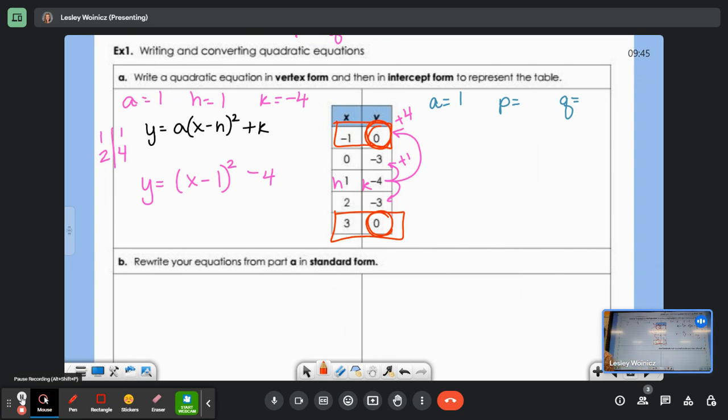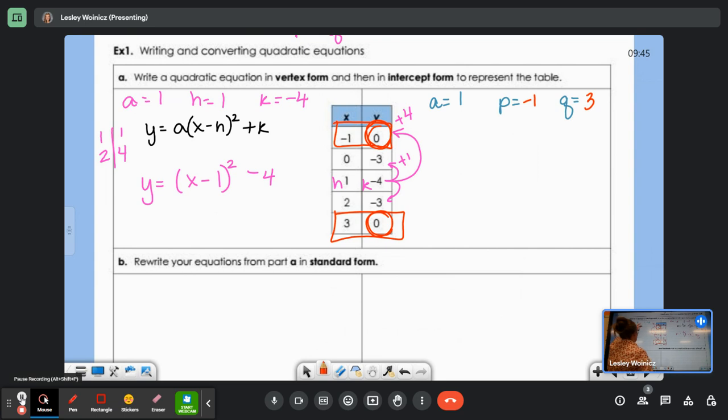Okay, that means that they are on the x-axis. Their height is 0, right? So they have to be on the x-axis. That's how you can tell what the x-intercepts are, and that's how you find your P and Q. Everybody okay with that? Okay, so we're going to make one of them P and one of them Q. It doesn't matter which.